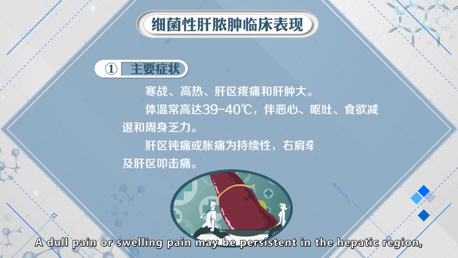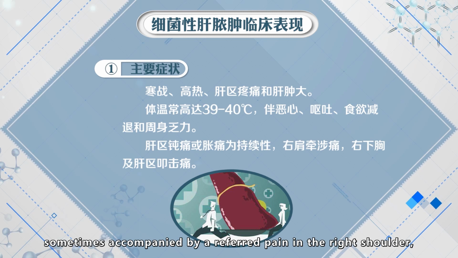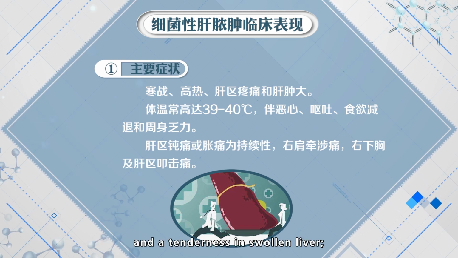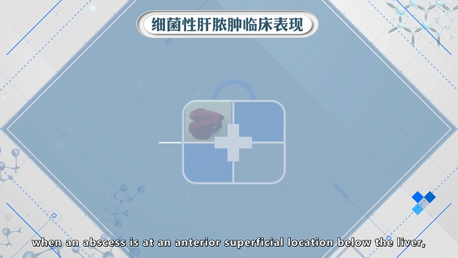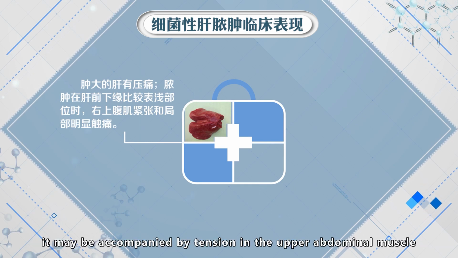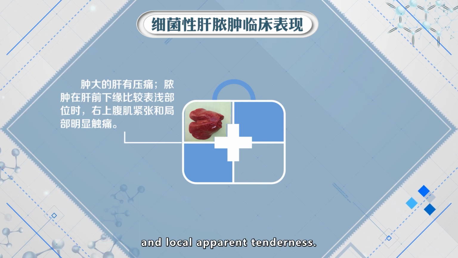A dull pain or swelling pain may be persistent in the hepatic region, sometimes accompanied by a referred pain in the right shoulder, a percussion pain in the right lower chest and the hepatic region, and a tenderness in the swollen liver. When an abscess is at an interior superficial location below the liver, it may be accompanied by tension in the upper abdominal muscle and local apparent tenderness.